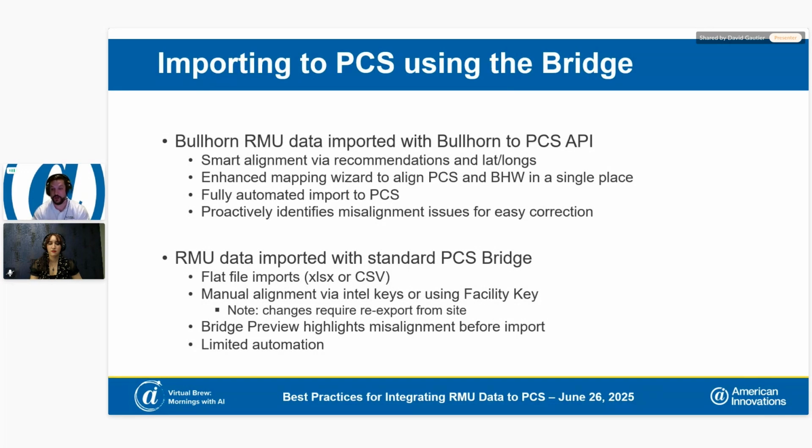So in cases where the facility IDs don't match, we offer recommendations like, hey, notice that the latitude and longitude on this remote monitor is really close to this rectifier that you have in PCS. Maybe they're the same facility. Do you want to map them? And we offer suggestions like that, right?